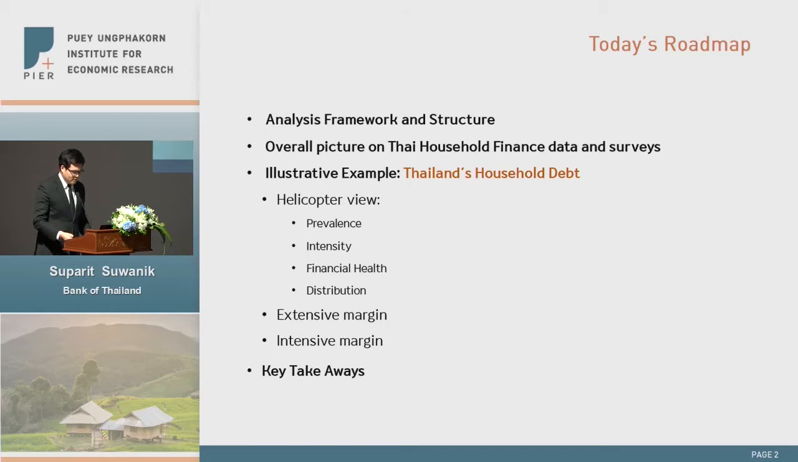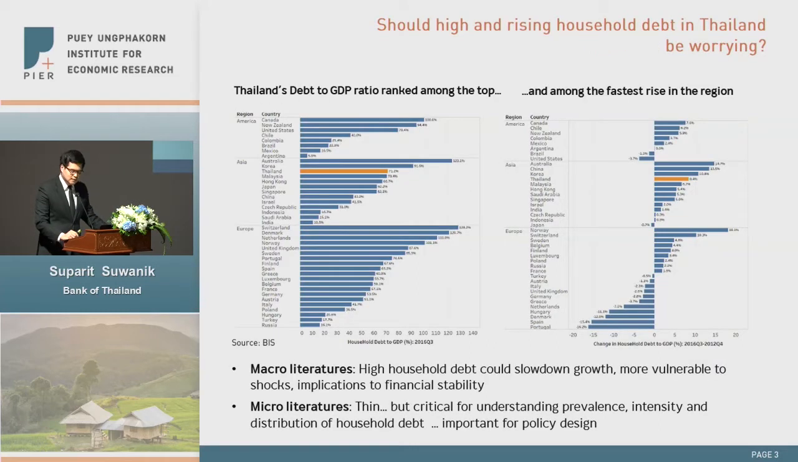So let's begin. First of all, why are we talking about household finance, and why is it so important? Let's take a look at one side of the household balance sheet, which is the liability side, or the debt of the household. According to the BIS data from both graphs, as of the third quarter of 2016, which is the latest data, as measured by the ratio of household debt to GDP, you can see that Thailand ranked among the top in the region here. And also, in terms of the fastest rise, Thailand is also among the top in the region. So should this high and rising household debt be worrying?